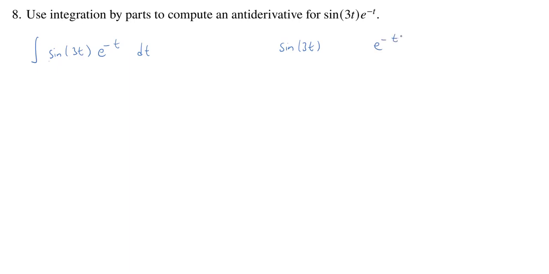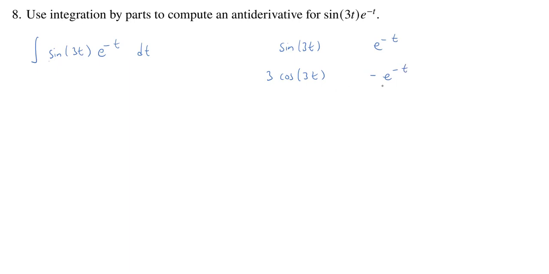But I'm going to use my tabular method, so I don't have to write any of the dt's or the u's or the dv's and all that jazz. So what I know is I'm going to differentiate what I choose as my u, and I'm going to anti-differentiate what I choose as my dv. So when I differentiate sine, I'm going to get cosine, but by the chain rule, I get an extra factor of 3. So I get 3 cosine of 3t. When I anti-differentiate e to the negative t, I'll get negative e to the negative t.